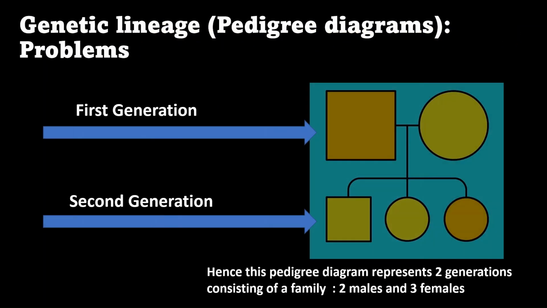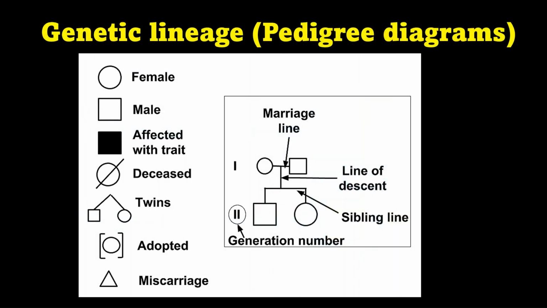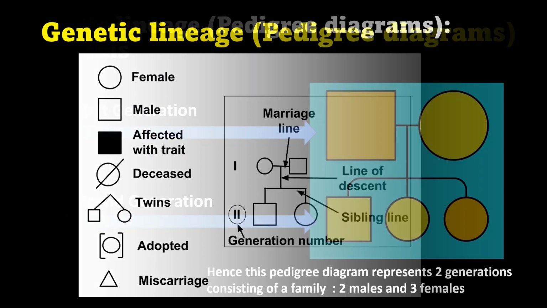So in this chart, we have a square. Remember, a circle represents female and a square represents male. If it is black, it means that person is affected. If it is white, it means not affected. But you'll be given that information in exams.